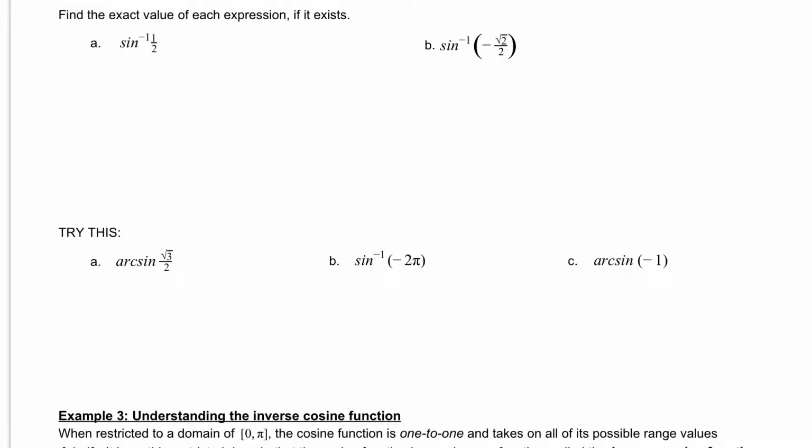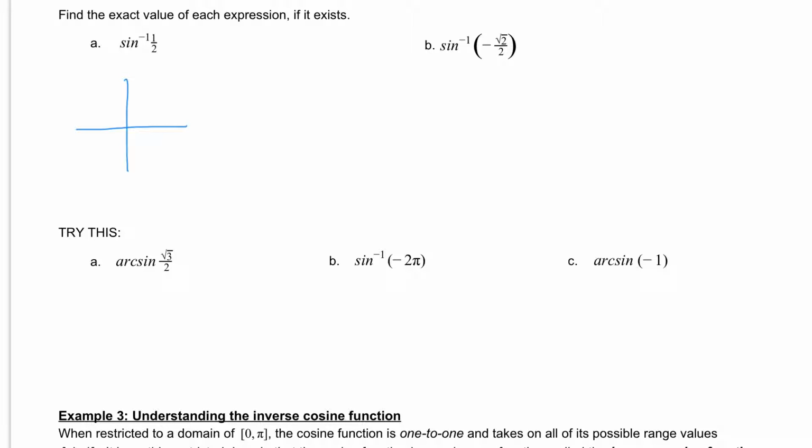In example 2, we are going to evaluate each expression. Letter A, we want to evaluate the sine inverse of 1/2. So as we do this, we're going to draw out our quadrant, and we have to remember that our sine inverse function is restricted to 2 different possibilities in terms of our quadrants.